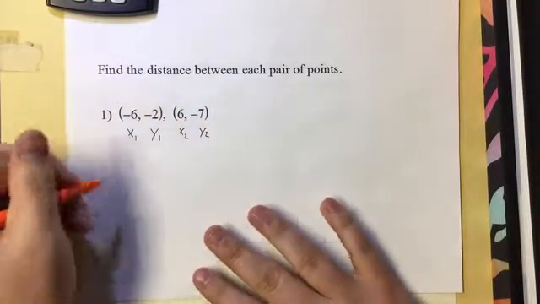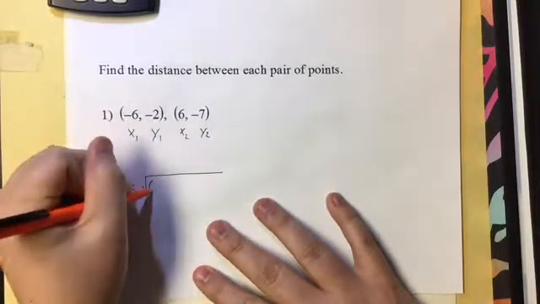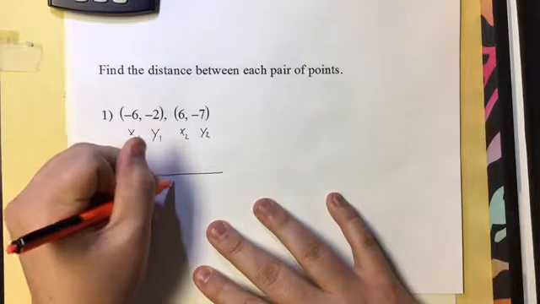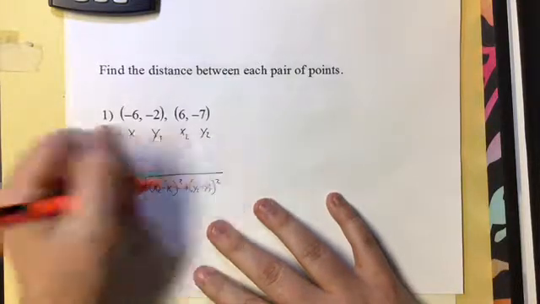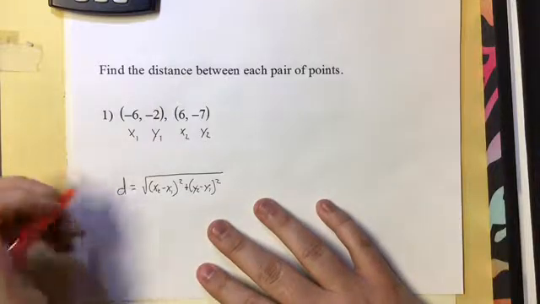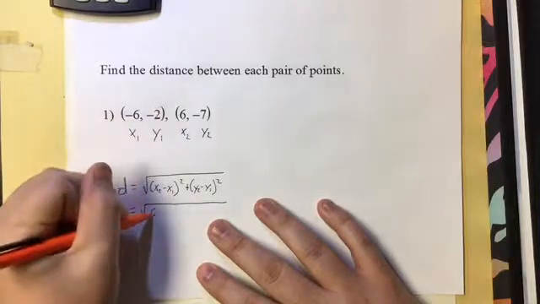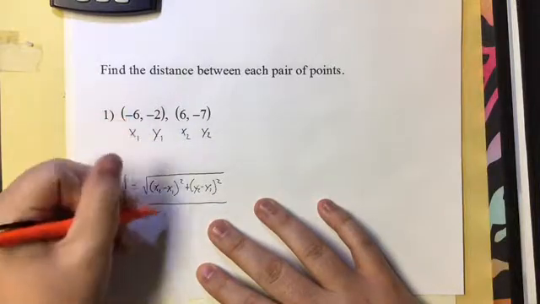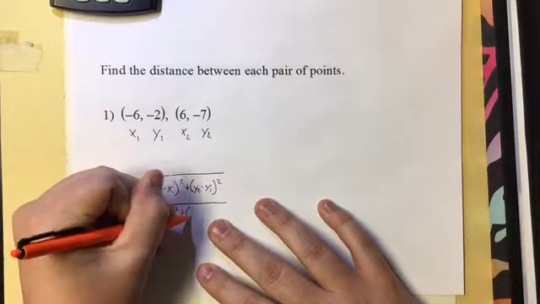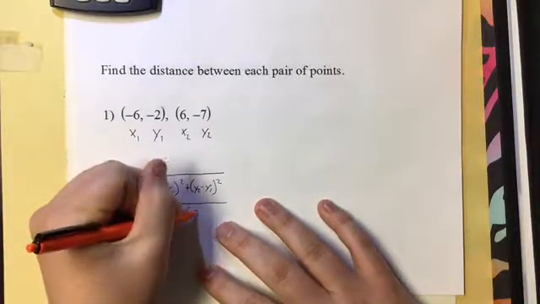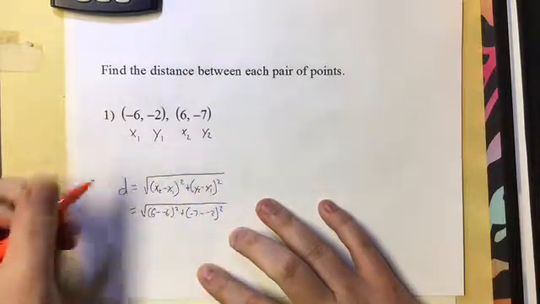When we plug it into our distance formula that says distance is equal to the square root of x2 minus x1 squared plus y2 minus y1 squared, we have the distance is equal to the square root of 6 minus negative 6 squared plus y2 is negative 7 minus y1 is negative 2 squared.